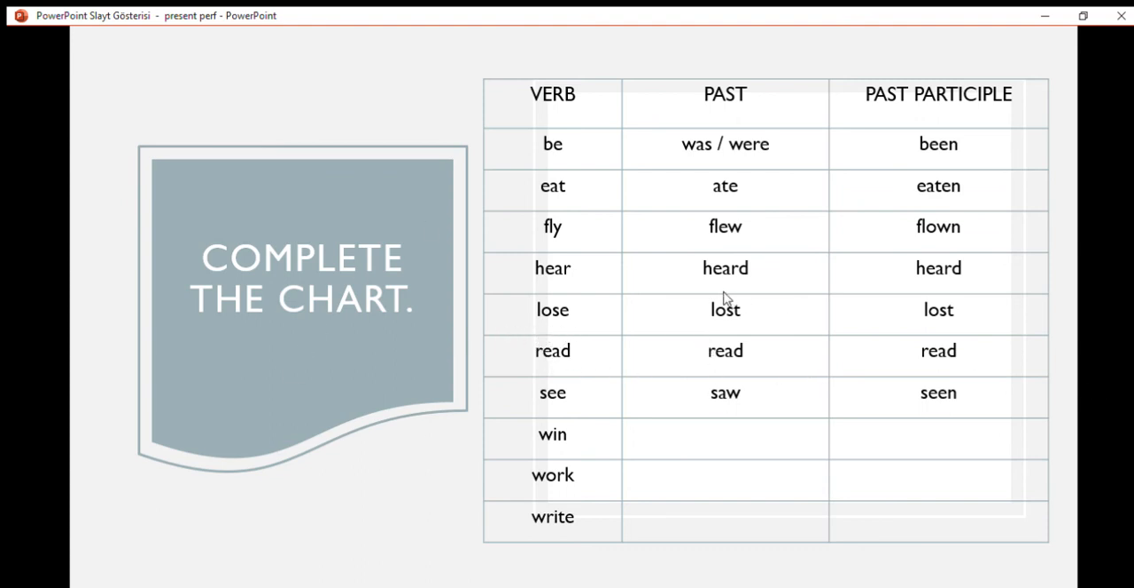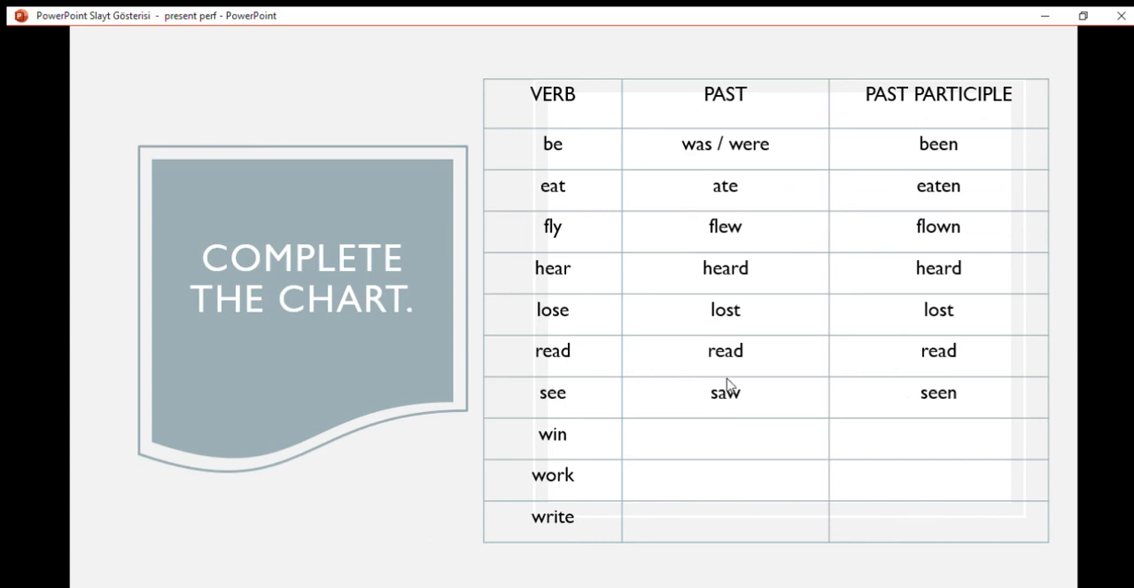Read is written the same in all the three forms. Read. The writing is the same, read, read. But we say read in the first form, in the base form. But if it's past simple, we say red, like the color. And in the third form, past participle form, we again say red, like the color. We don't say read. So we don't say I have read. No, I have read. Right?